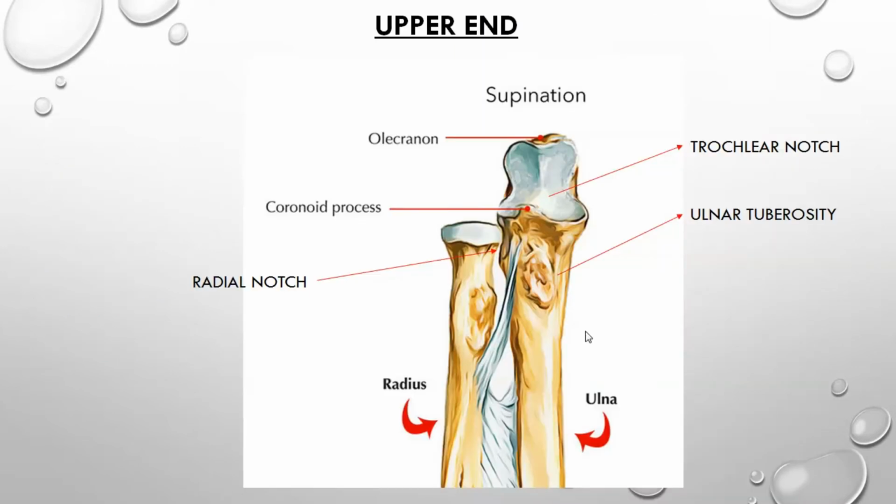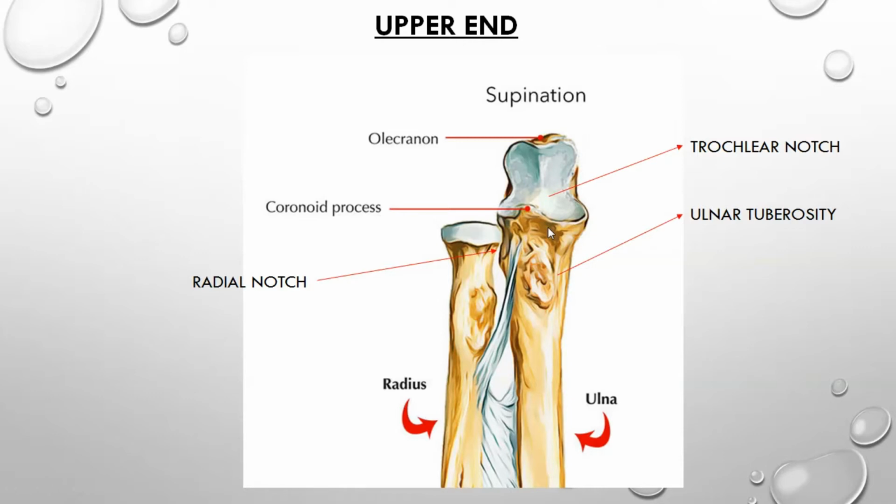So first we will discuss the Olecranon process. The Olecranon process is basically the upward projection of the upper end. Look at the picture. This is the Olecranon process, which is the upward projection of the upper end.